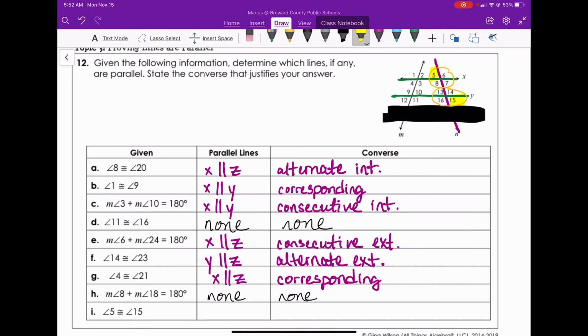One is on the left side. Angle 5 is on the left side of the purple line. Angle 15 is on the right side, which makes them alternate exterior angles. Alternate exterior angles. And line X is parallel to line Y.